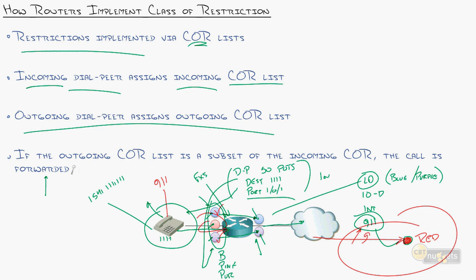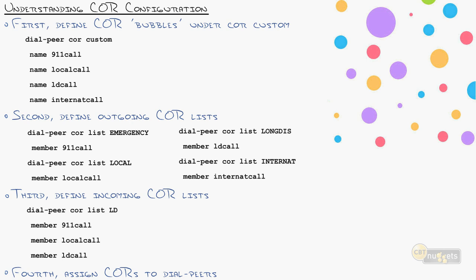So, again, if the outgoing core list is a subset of the incoming core list, here's another way of saying it, if you at least have the same balls that the outgoing core list is requiring, you're good. So with those concepts in place, let's now transition a little to the practical configuration.